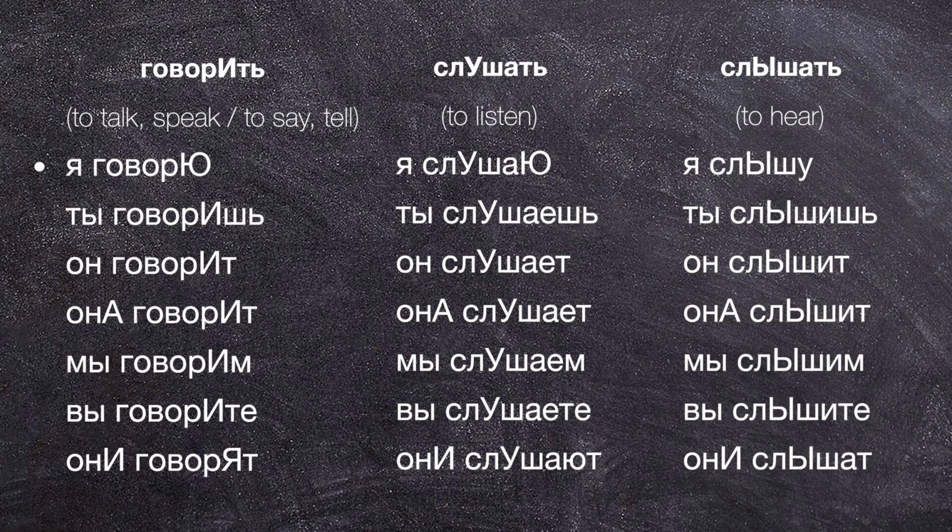Now, let's compare the conjugation of the verb говорить to the verbs слушать and слышать. Я говорю. Я слушаю. Take into account that it's important to pronounce both vowels at the end. Я слушаю. Я слышу.